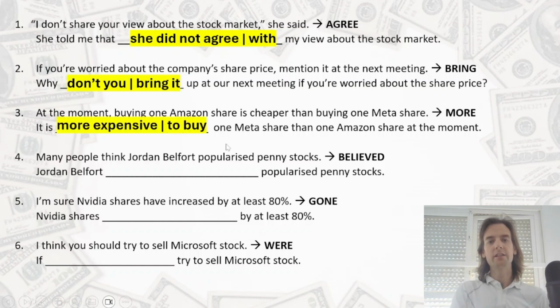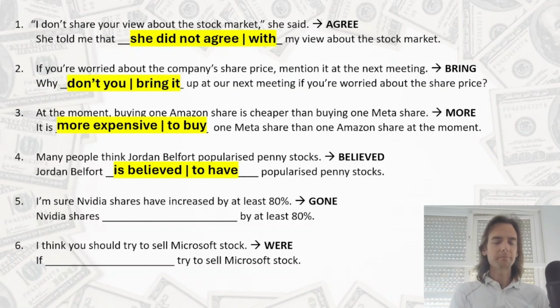Expensive, adjective, must be followed by infinitive. Expensive to buy, cheap, expensive, not that difficult. Number 4, slightly more difficult. It's a passive sentence, isn't it? Many people think it. Then he is thought to. You're getting that. But we don't have thought, we have believed. It's the same thing. Is believed to have, because he did it, so he's believed to have done it, to have popularized. That's the slightly difficult part there.